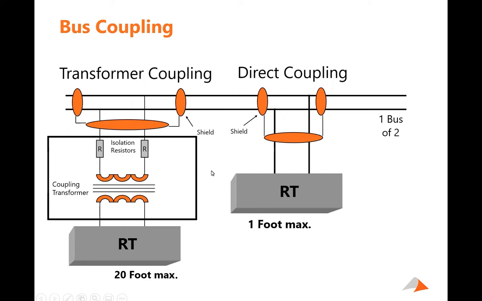Nowadays, because of that problem with interrupting the bus, and also the distance of only 1 foot, transformer coupling is much better. It's also a mandate. So you have the transformer coupling in the coupler as it attaches through isolation resistors to the data bus, and those lines from the computer board can be 20 feet maximum. Any questions?